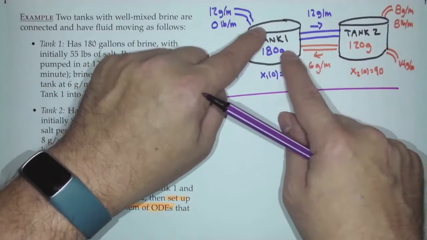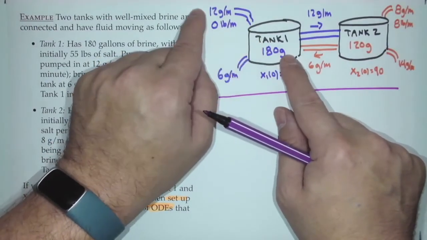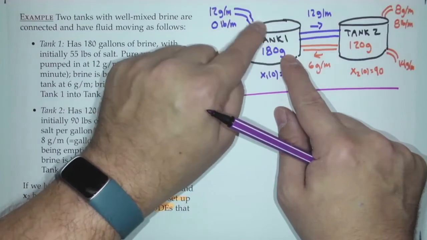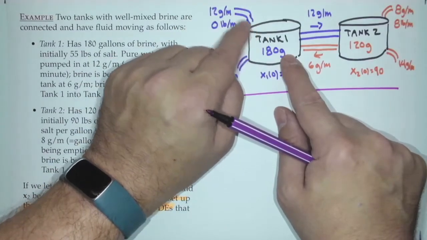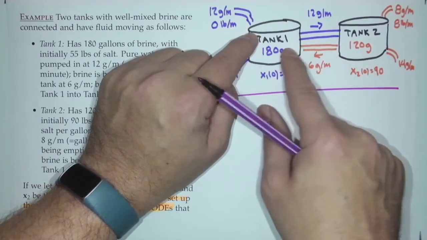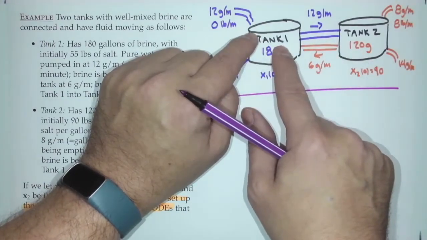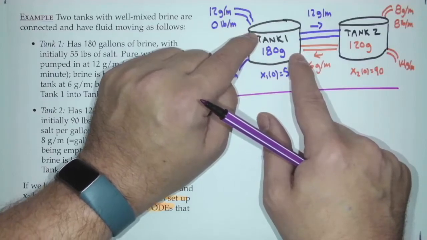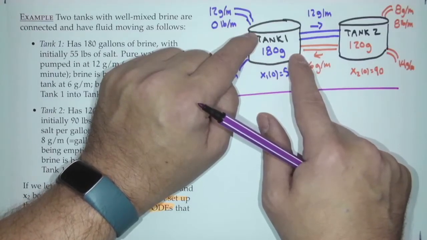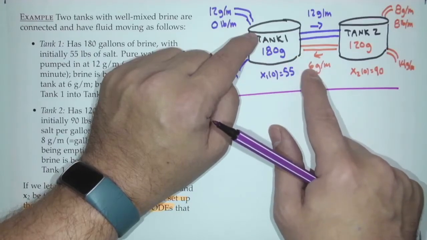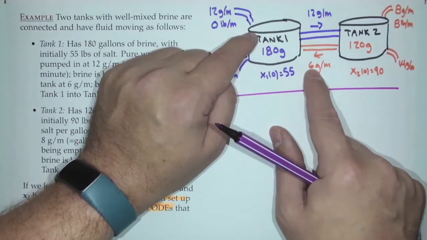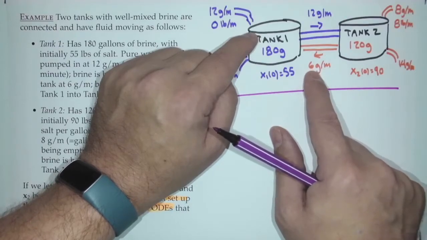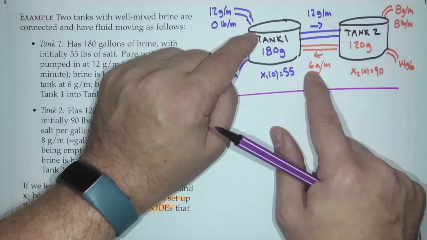There are two ways liquid is coming in. How much salt is coming in from the water here? 0. How much salt is coming in here? How much is that? 6 times what? How can I write that in a nice way? Is it 6x2? Is it 6x2 over 120?